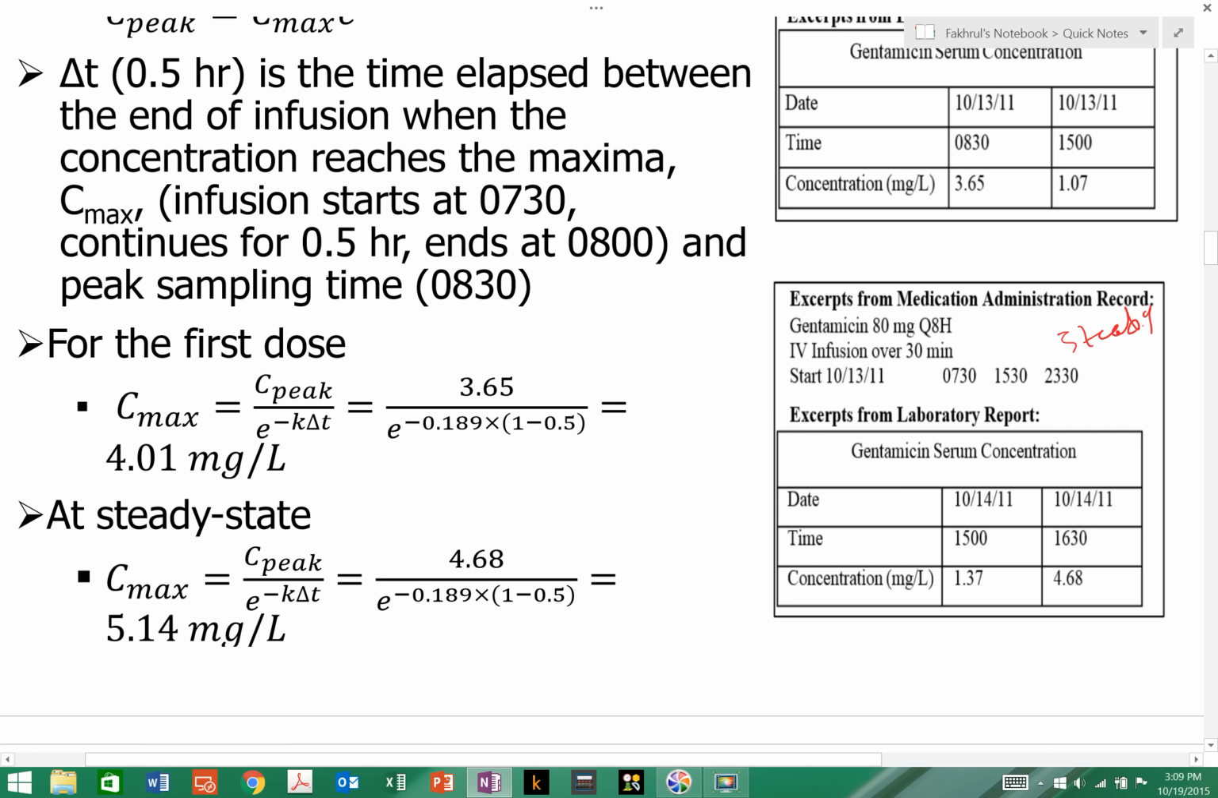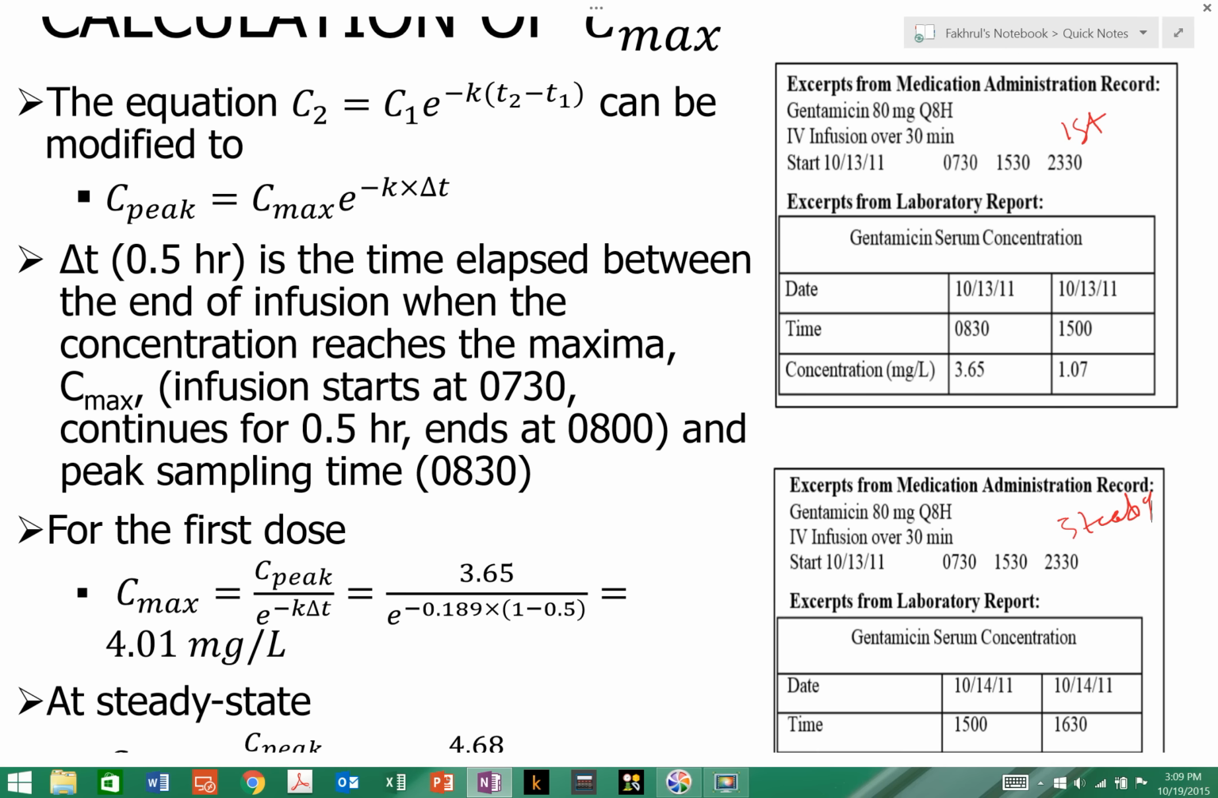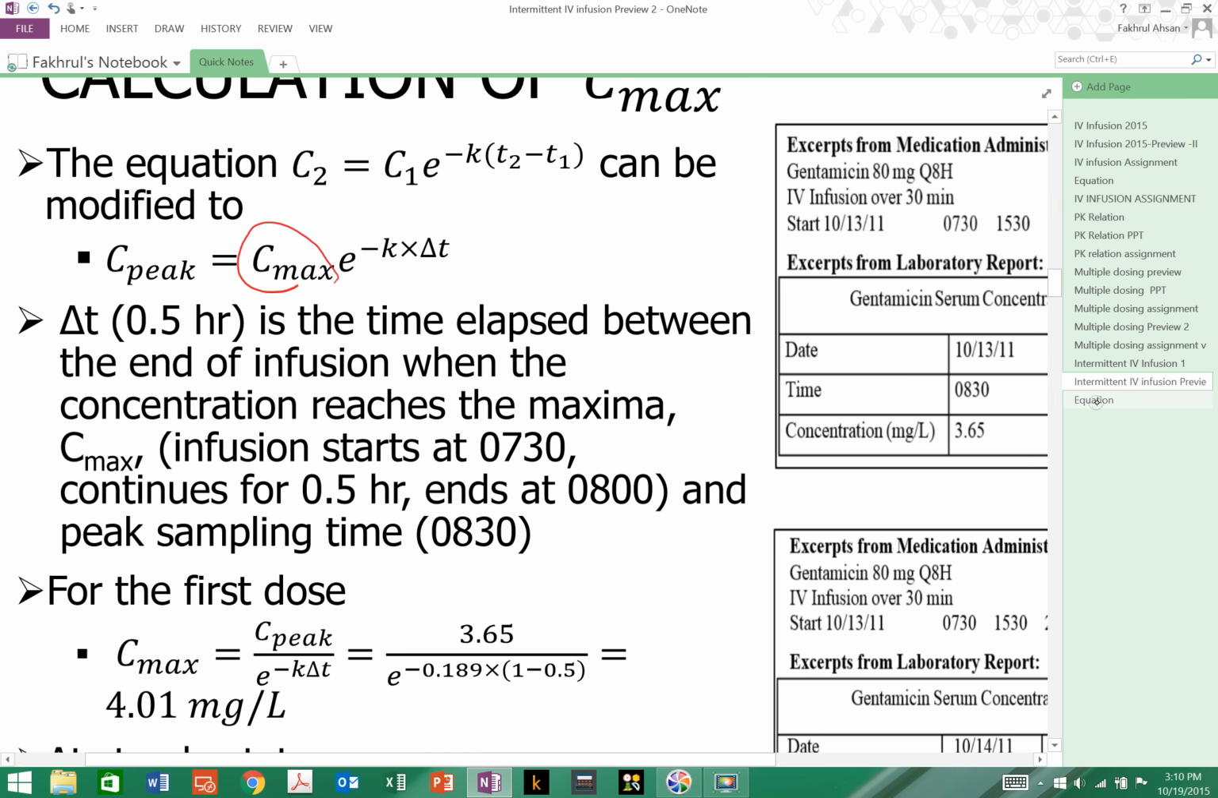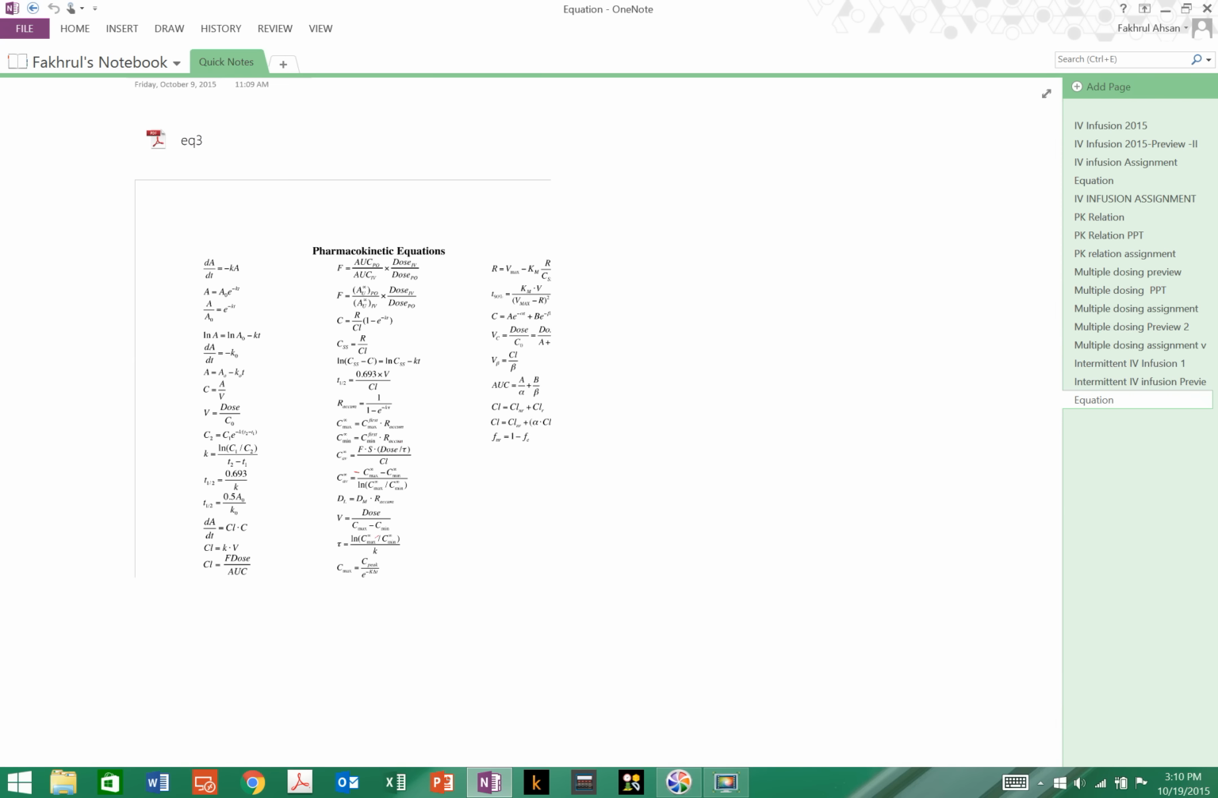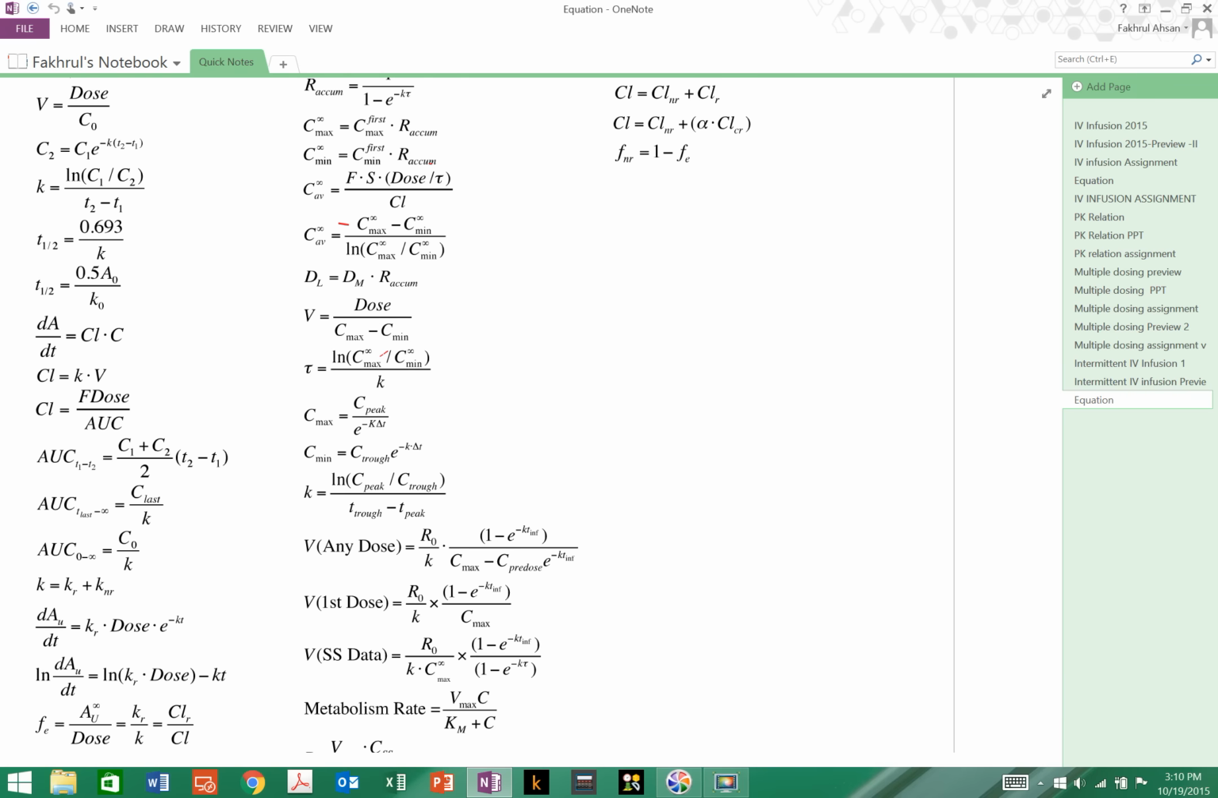So to calculate my Cmax in case of intermittent infusion, we will use this equation, and to calculate Cmax, you have to change the side, and as you can see, the Cp could be on the top, and here in the equation sheet, this is the equation. Let's see. In fact, these are the equations I will be talking about today.